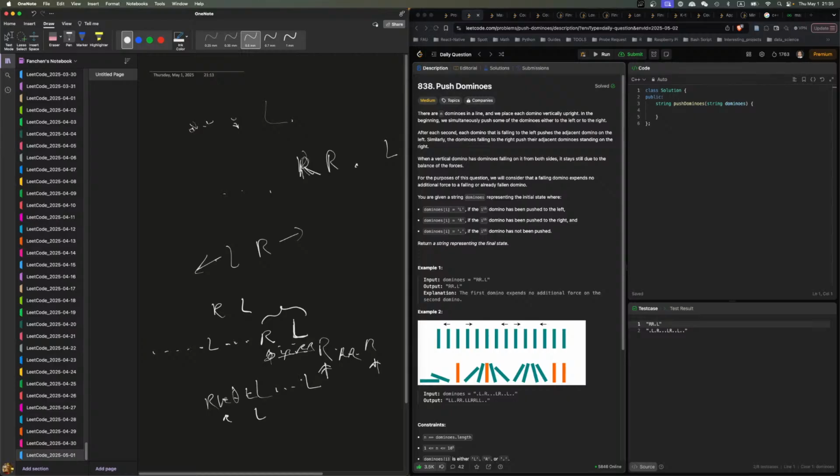I wonder if we can do it twice. You know, do it twice. The first run is just to identify the R and L. Right? We just find the R and L and not really.